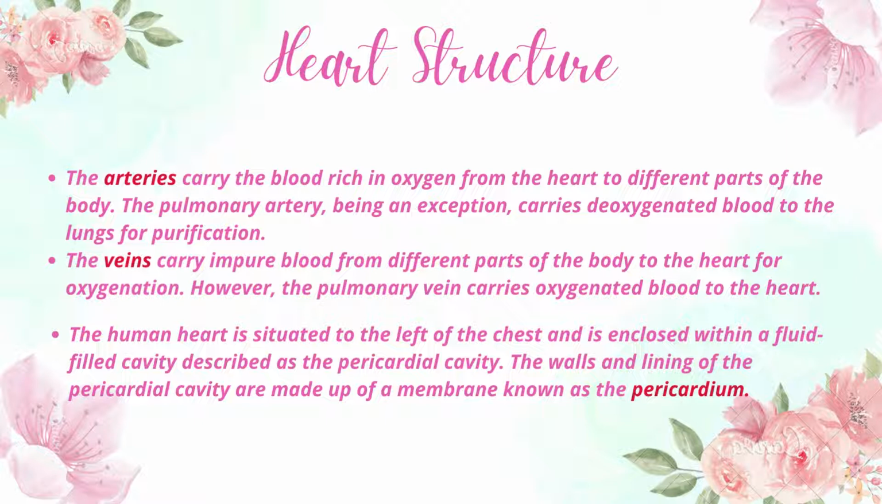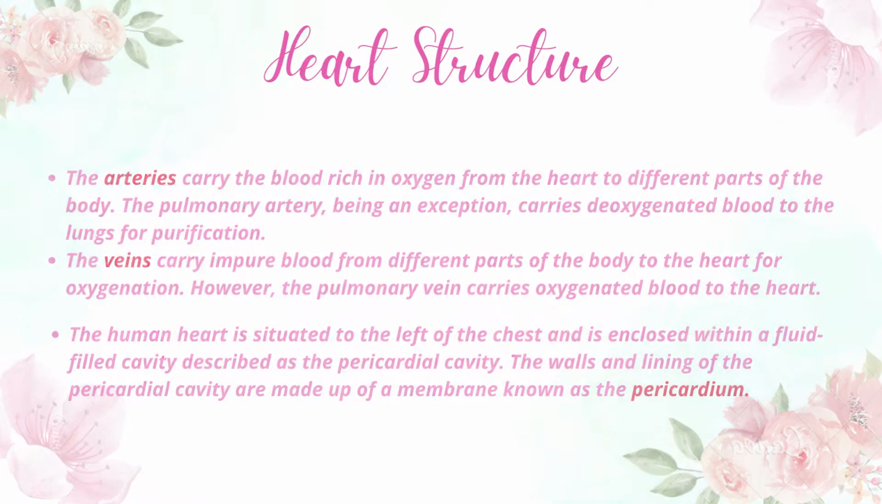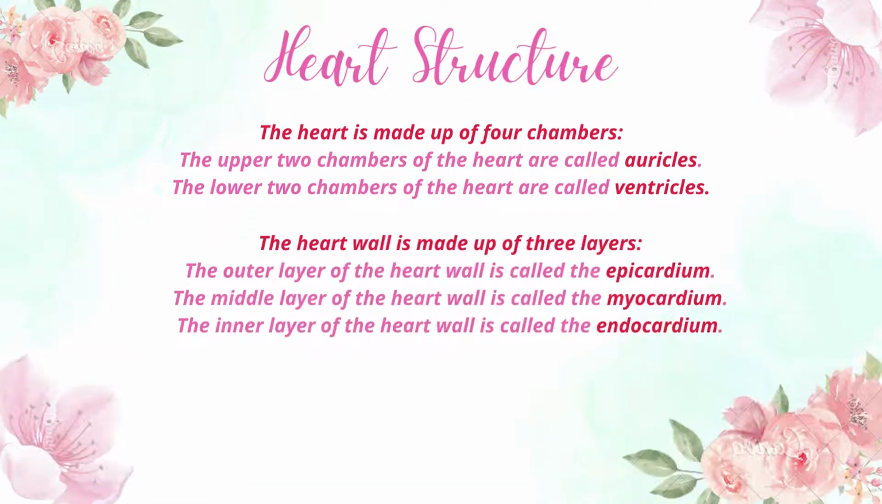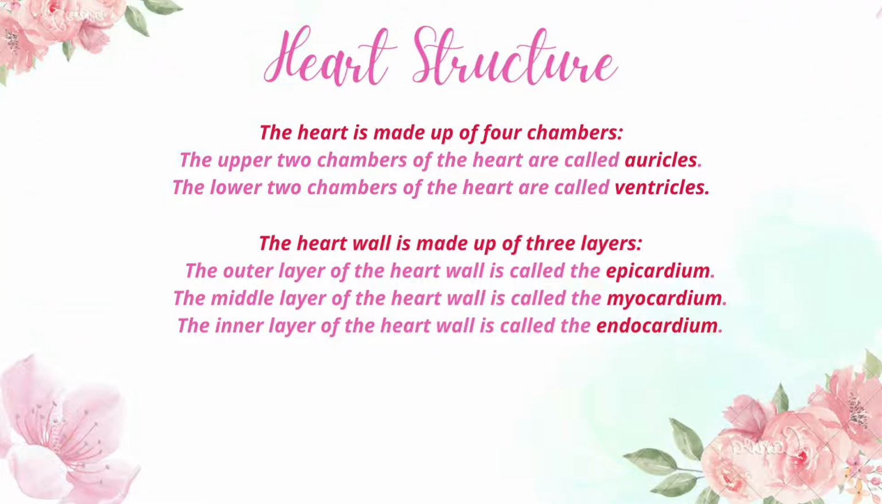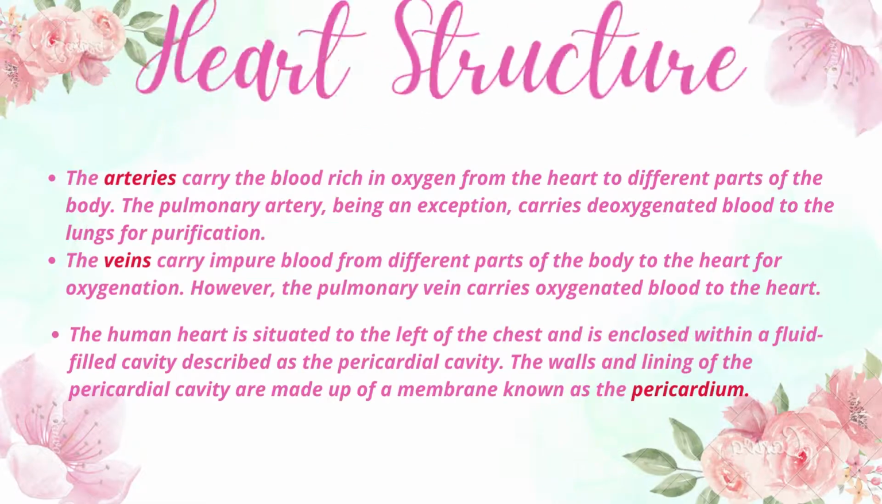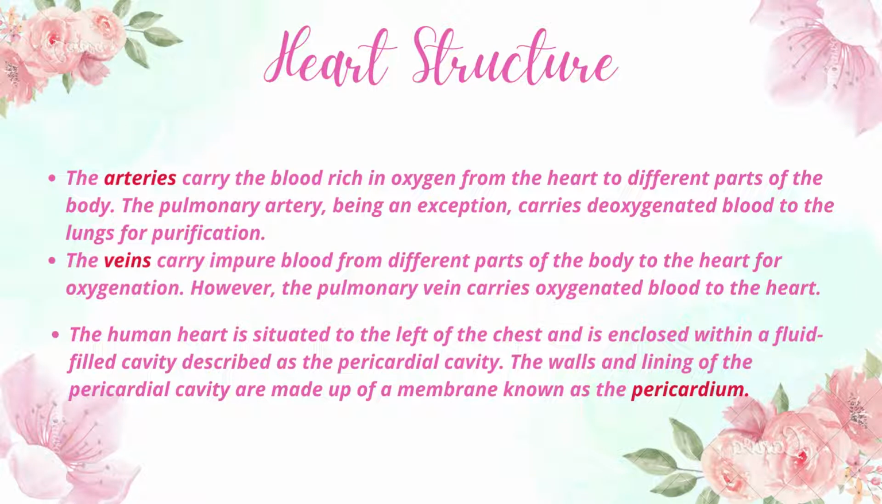The human heart is situated to the left of the chest and is enclosed within a fluid-filled cavity described as the pericardial cavity. The walls and the lining of the pericardial cavity are made up of a membrane known as the pericardium. So pericardium is basically an outside membrane that protects the whole heart. When it comes to the walls, there are the outer layer of the heart, the middle layer of the heart, and the inner layer of the heart. These three are different layers of the heart wall, whereas the pericardium is the membrane enclosing the heart.